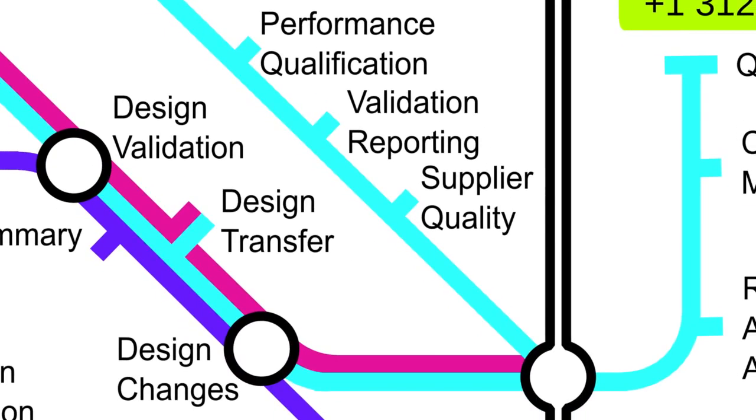Supplier quality builds upon the purchasing controls and supplier evaluation activities we discussed earlier, to ensure that you continue to be able to produce devices that are safe and effective in use. And from here on, we rejoin the other track as your product moves towards launch.